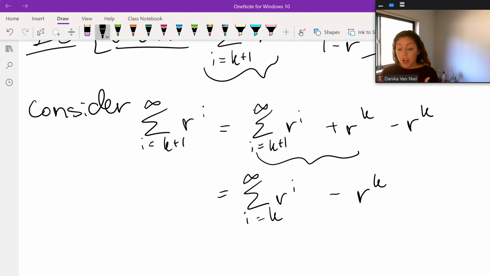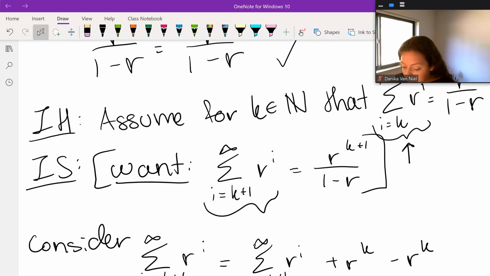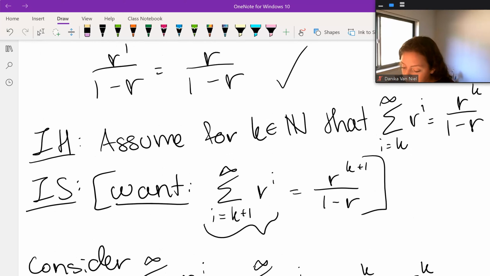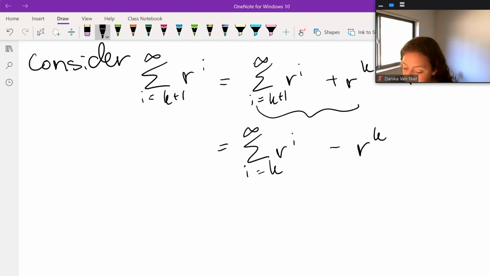Okay, awesome. So now I get to use my inductive hypothesis. Okay, I go up here, I look at my assumption that I had. Okay, well this should equal r to the k divided by 1 minus r. So I get to write that. So r to the k over 1 minus r, minus r to the k.